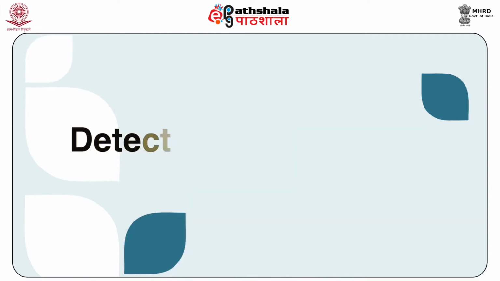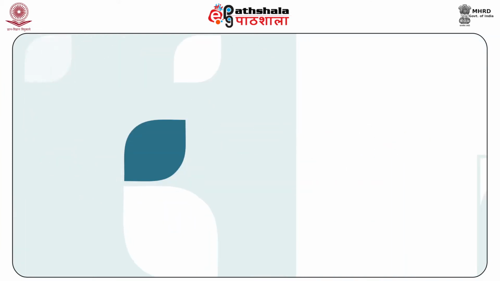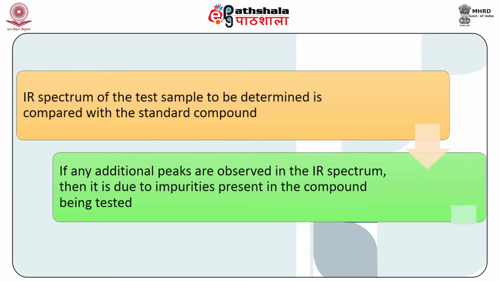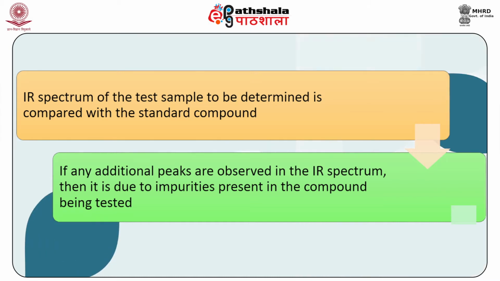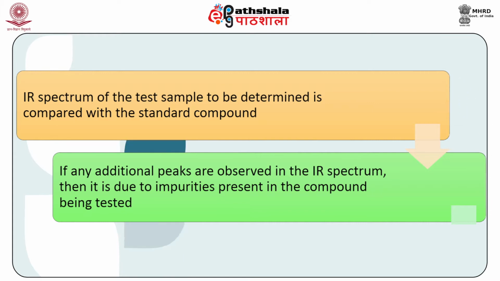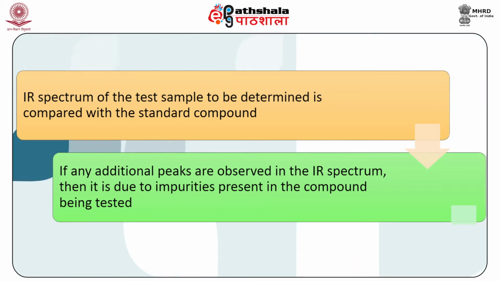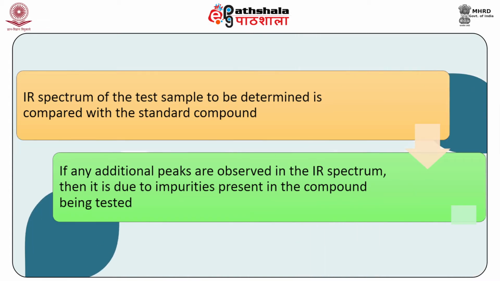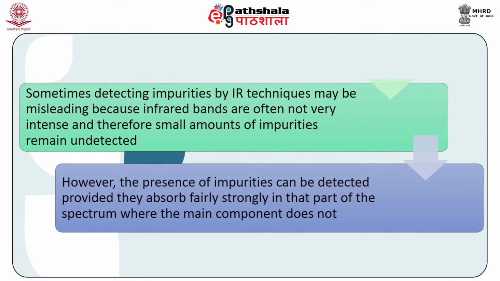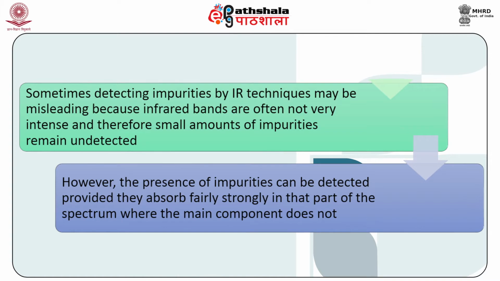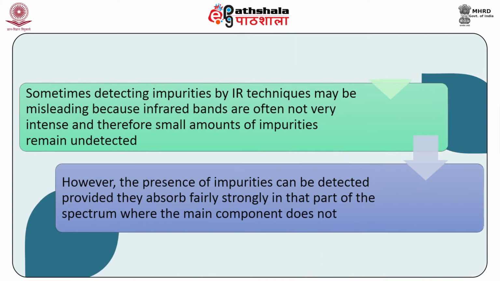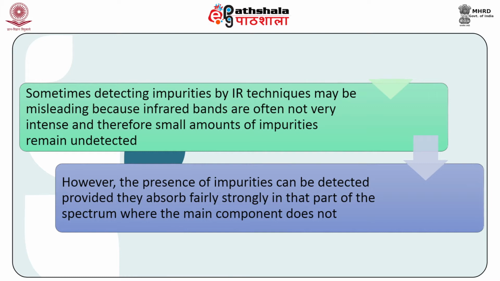Now let us come to another application of IR spectroscopy, which is the detection of impurities. The IR spectrum of the test sample to be determined is compared with the standard compound. If any additional peaks are observed in the IR spectrum, then it is due to impurities present in the compound being tested. Sometimes detecting impurities by IR techniques may also be misleading, because infrared bands are not often very intense, and therefore a small amount of impurities may remain undetected in the IR spectrum.